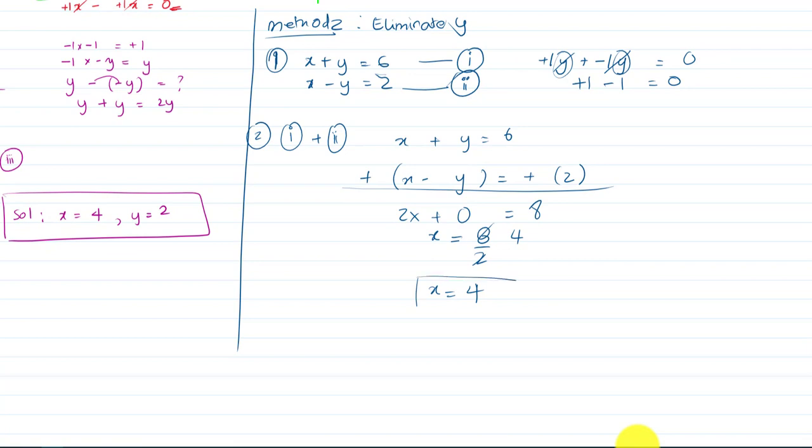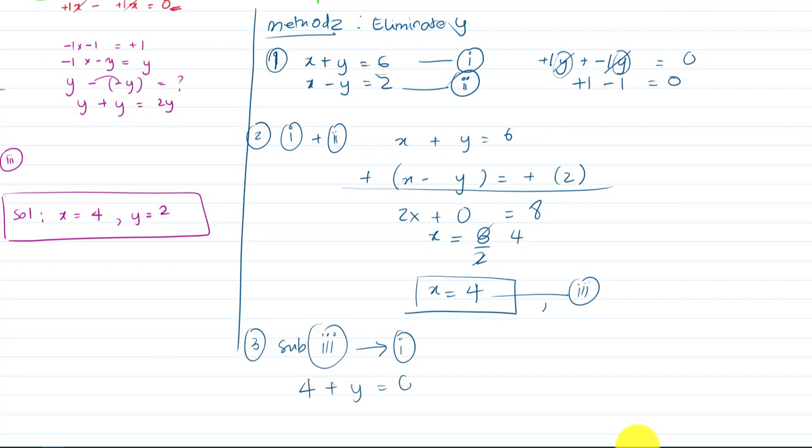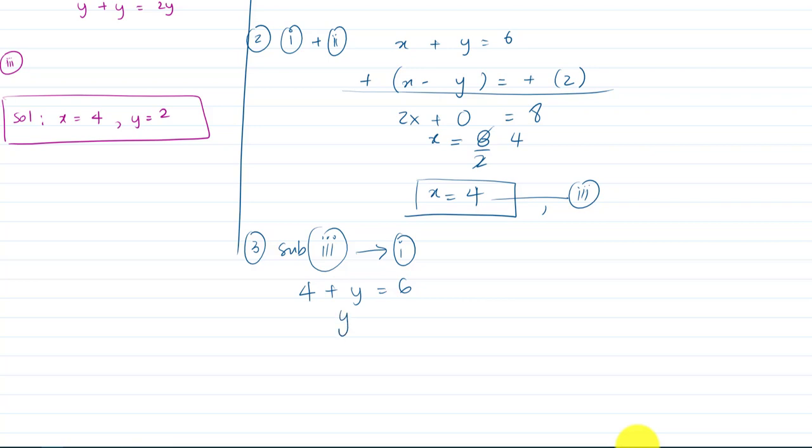Now that you have x is equal to 4, you can plug this into any of the equations. Let me plug it into 1. So the third step is to substitute, let me number this as 3, equation number 3 into 1. So you have 4 plus y equals 6. And y is equal to 6 take away 4, and y is equal to 2. So isn't this the same solution? Your x is equal to 4 and y is equal to 2.